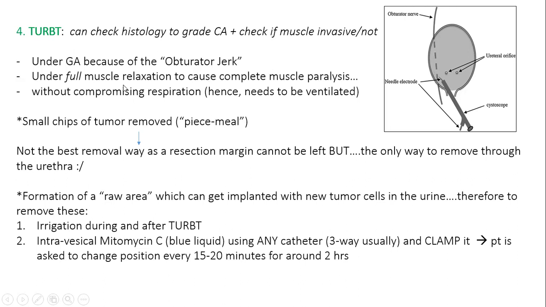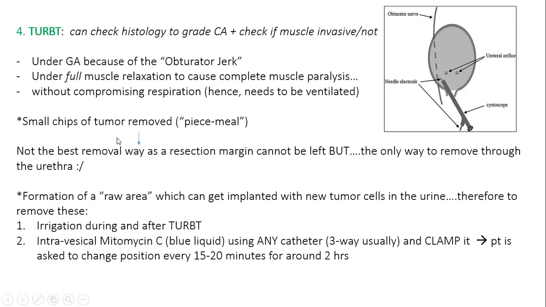So to prevent that, you do it under general anesthesia. And the problem with doing it under general anesthesia is, like in any general anesthesia, the patient loses their respiratory drive. So you always have to mention the patient will be ventilated and given full muscle relaxation and will be done under general anesthesia, because to prevent obturator jerk and prevent any perforation of the bladder. Okay, so that's how you do TURBT.